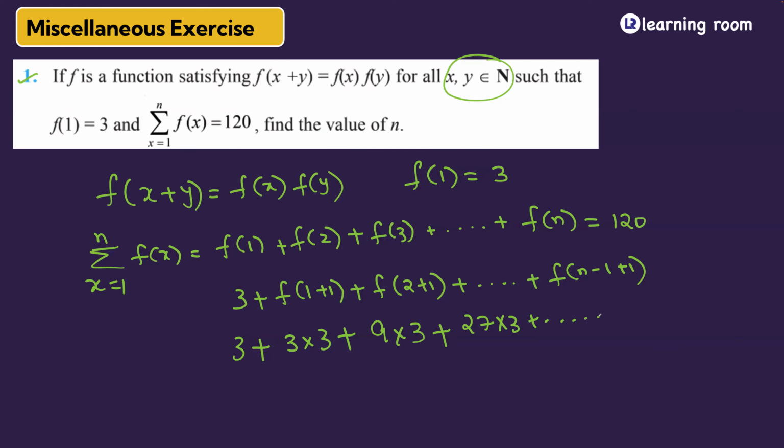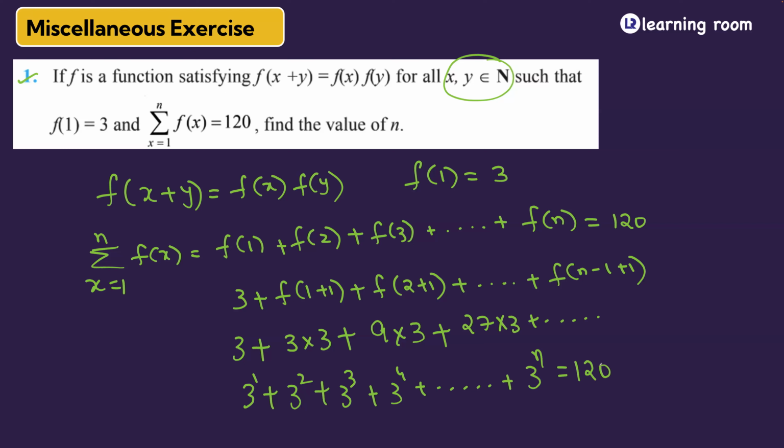Right? So basically, when I want to write the second term, it is coming out as 3 square. So it is 3 plus 3 square plus 3 cube plus 3 power 4 plus so on. What do you think will be the nth term? It will be 3 power n. So first term is 3 power 1, second term is 3 power 2. So nth term will be 3 power n.